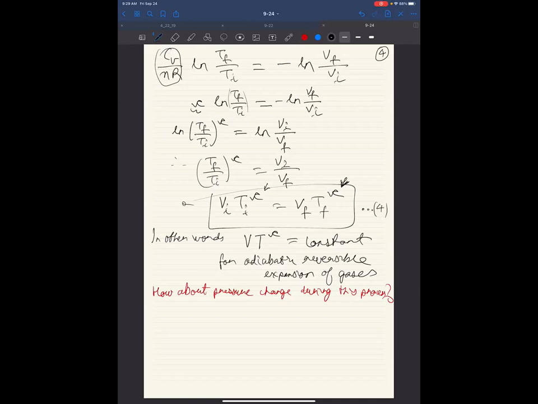Substitute one of the variables using PV equals nRT and then proceed. So which value should we substitute? It's better to substitute temperature, right? Because we were given that volume changes from VI to VF. So what he's saying is that we know PV is equal to nRT, or temperature is equal to PV by nR, right? Let's call this equation number 5.